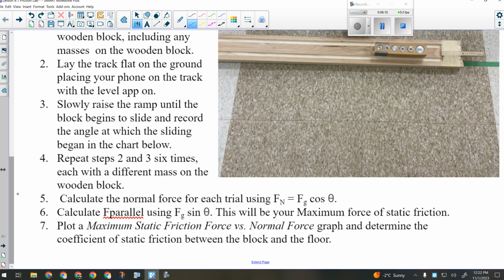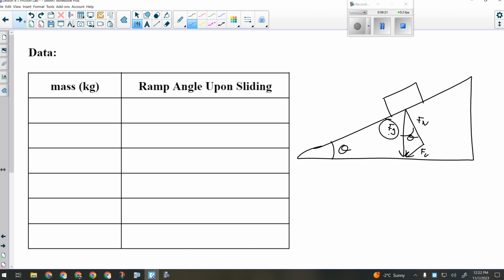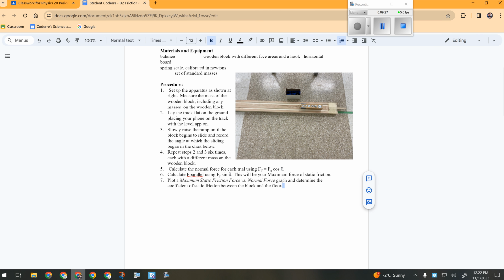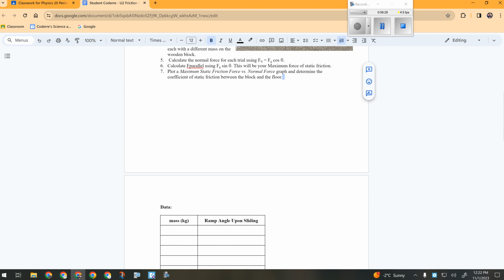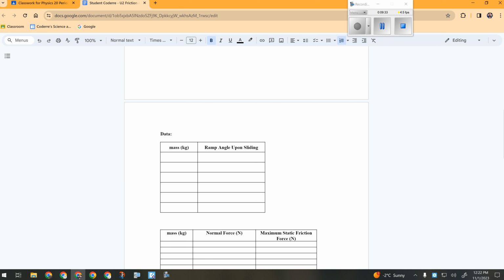All right, then you're going to plot that graph and determine the coefficient of friction between the block and, not the floor, the block and the ramp. So in your report, you've got a couple of different charts. If we're looking here, you've got this first chart where you're going to put the mass, whatever it happens to be, and record the angle. Mass, record the angle.